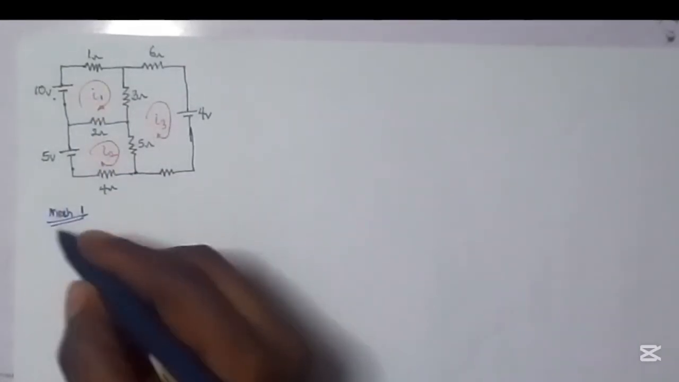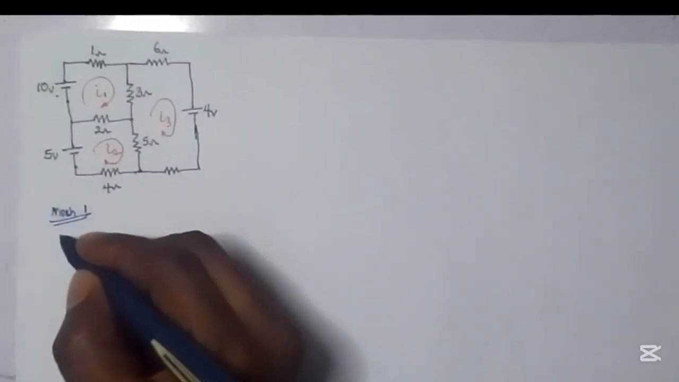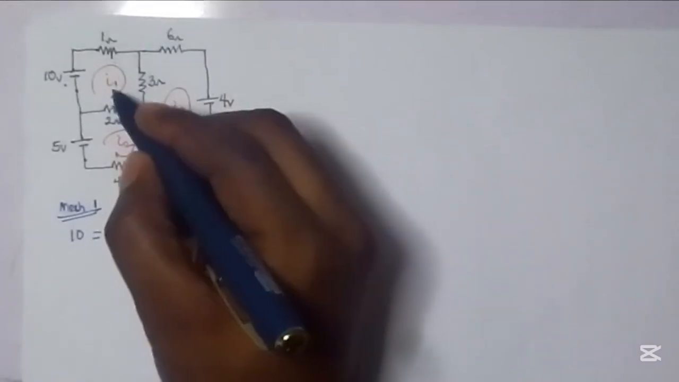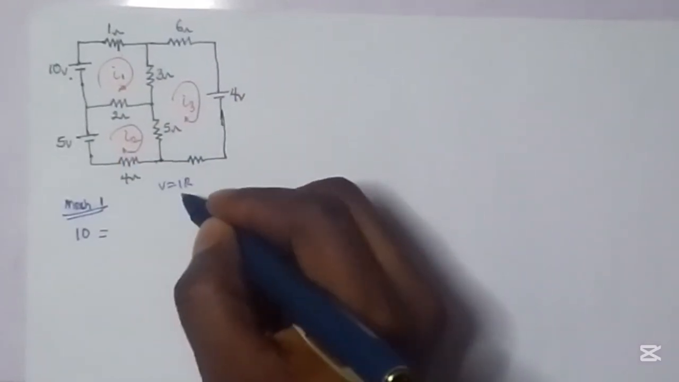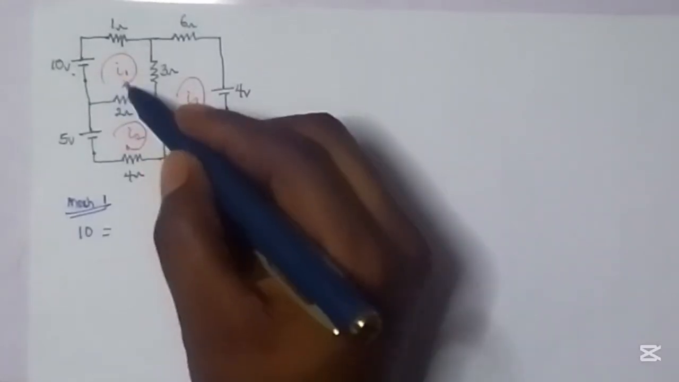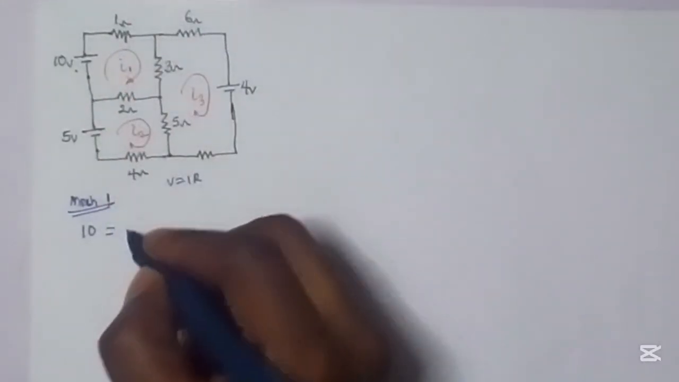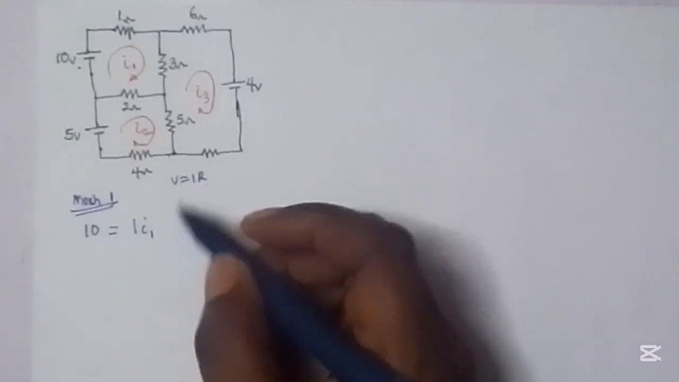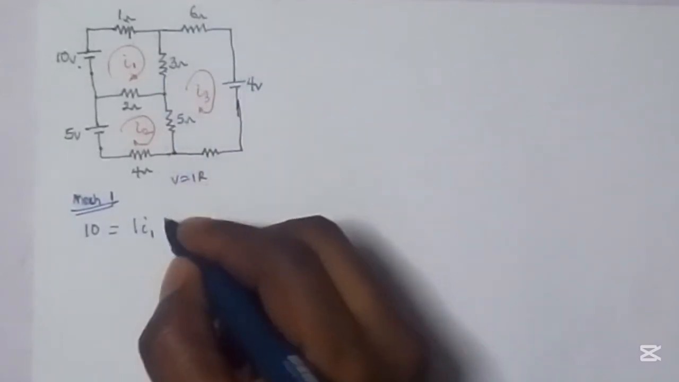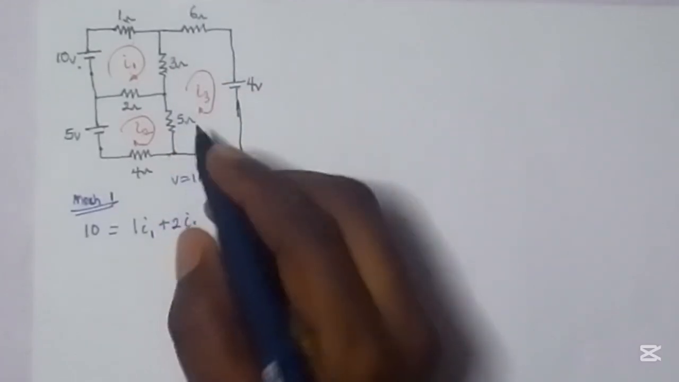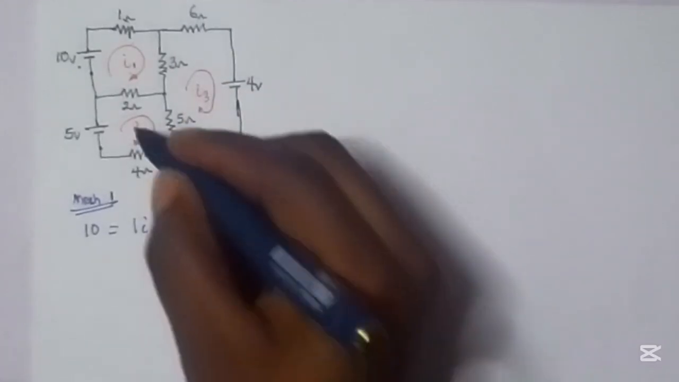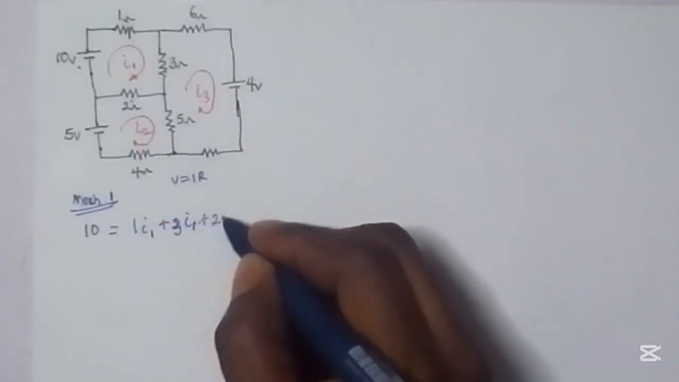So I'm forming the equation straightforward. Considering that the 10 volts here is the same thing as the voltage drop on the 1 ohm resistor, which is I1 times 1 ohm, from voltage equals current times resistance, you can see therefore that this is 1 I1. For this particular voltage here, it is 3 I1. For this particular one, it is 2 I1.